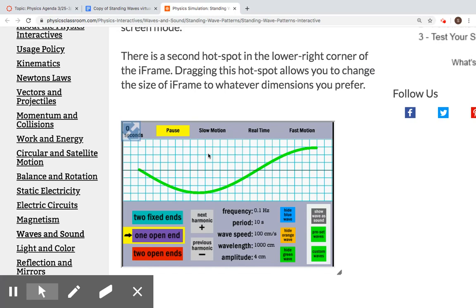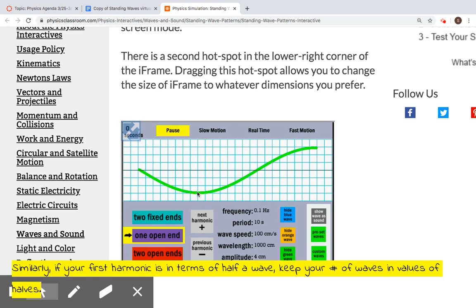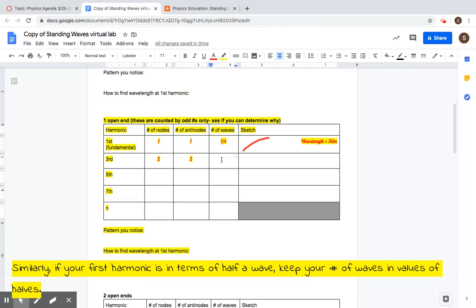I want to count the number of waves. Now, a little tip I have for you is if the first harmonic is in terms of quarters, you want to count the future wavelengths in terms of quarters. So let's look at this. This is 1/4, 2/4, 3/4. We would get 1 full wave if this returned back down to equilibrium, which it doesn't. So we're going to write 3/4 in the number of waves.